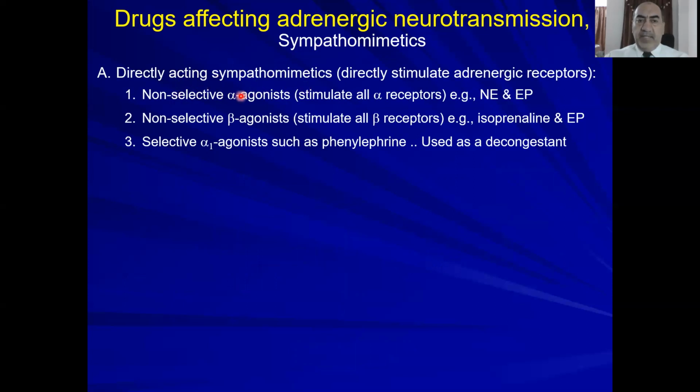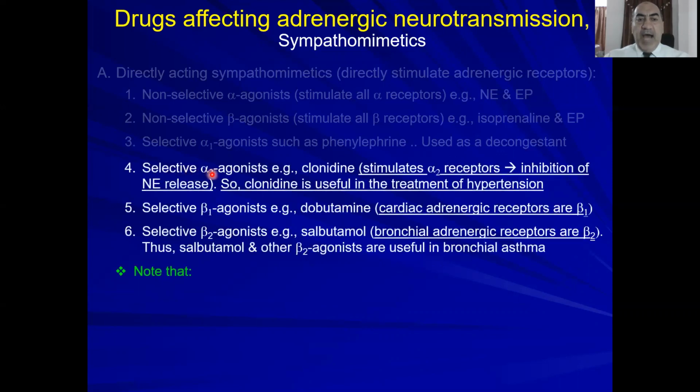Number one, non-selective alpha agonists such as epinephrine and norepinephrine. Non-selective beta agonists such as isoproterenol and epinephrine itself. We said epinephrine also activates all beta receptors, in addition to all alpha, of course. Selective alpha-1 agonists such as phenylephrine, which is commonly used as a decongestant in cold and cough syrups.